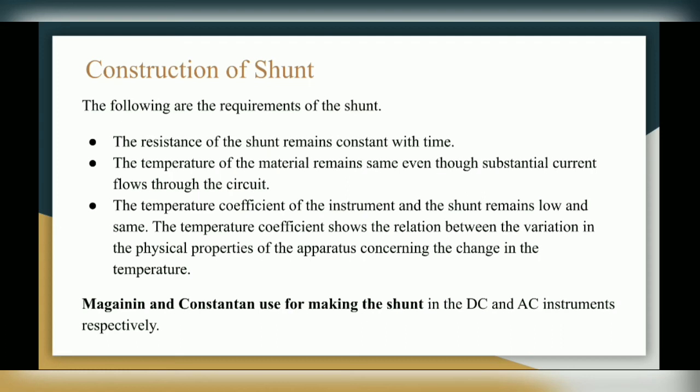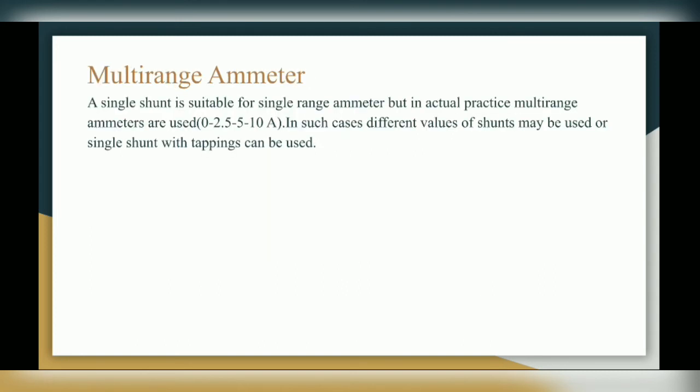The temperature coefficient shows the relation between the variation in the physical properties of the apparatus concerning the change in the temperature. So the construction of the shunt is such that the resistance of the shunt always remains constant, that is, there is no effect of any temperature variation on it. For that purpose the materials used for shunt are manganin and constantan. They have those properties, and for that they are used as shunt resistance in AC and DC instruments.